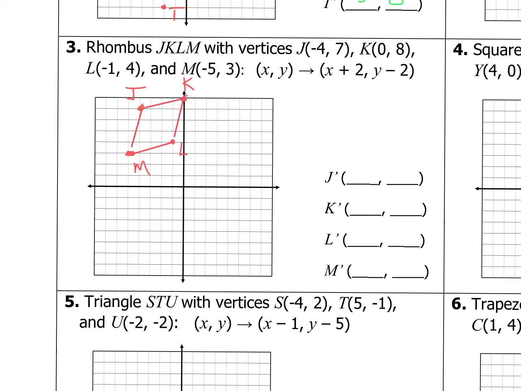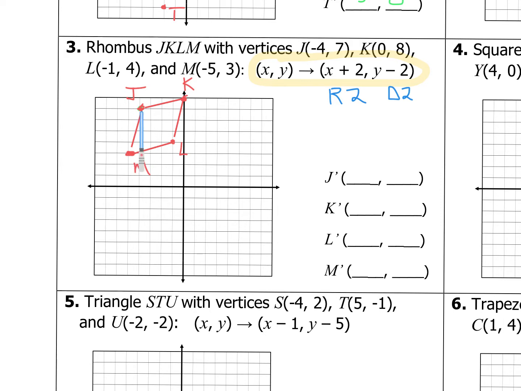Okay, so there is your pre-image plotted, and then we need to look at our translation notation. So I want you to write what you think that is. And so what it's saying is take every ordered pair and translate it. A +2 for X means right 2. And then a -2 for the Y means down 2. So then each of these ordered pairs are going to move right 2, down 2.